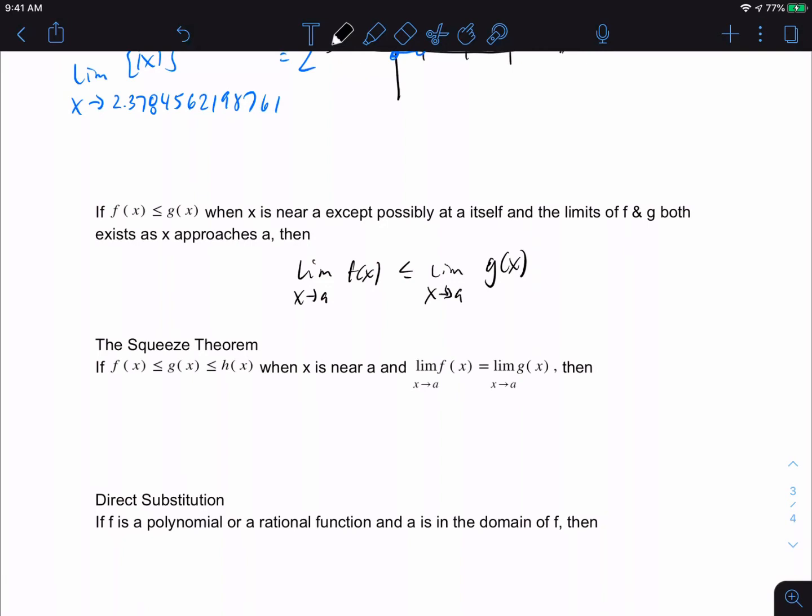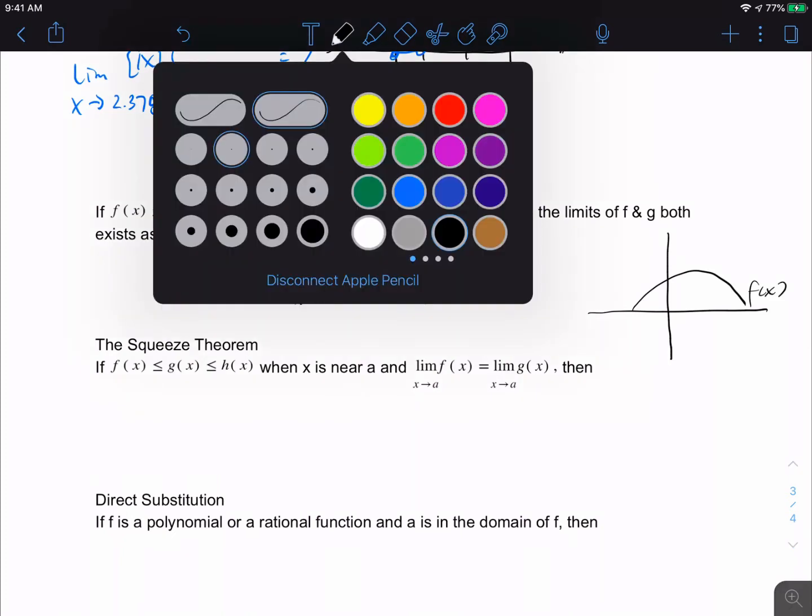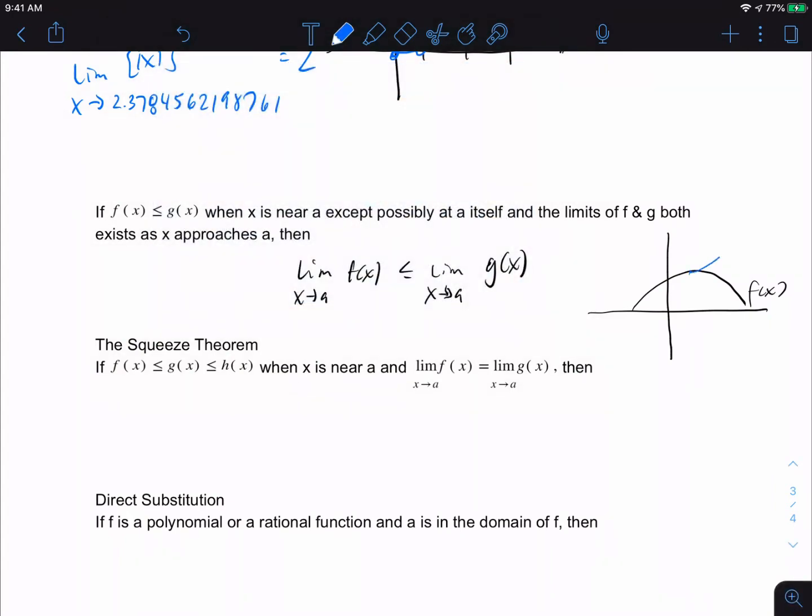Do you guys want a picture? Okay, picture. So let's say that this is my f of x function. Let's say that this is my g of x function. Right? So everywhere, g of x is bigger than or equal to f of x. Agreed? Okay, doesn't matter where I put a, the limit of f of x is going to be smaller than or equal to the limit of g of x. Now remember, the limit here means a y value, right?